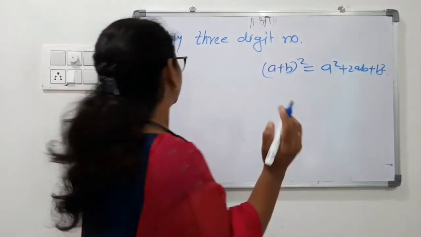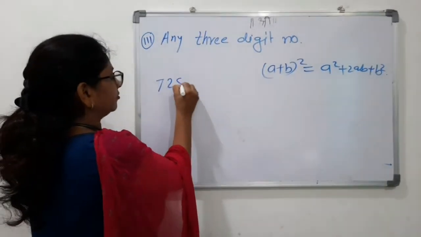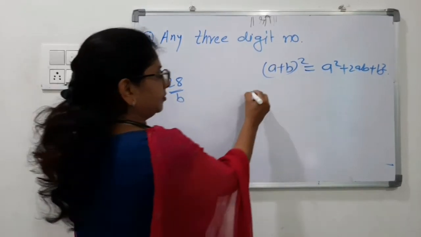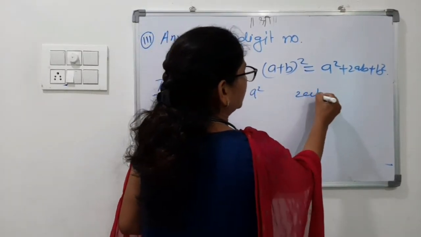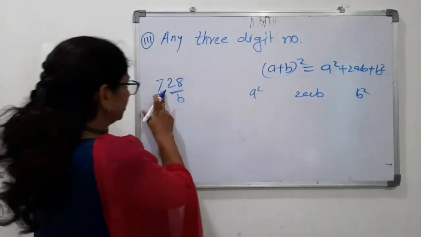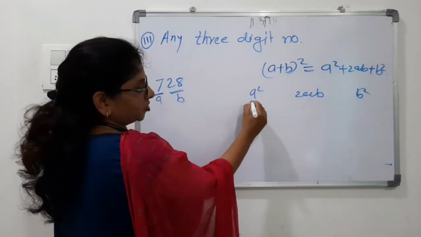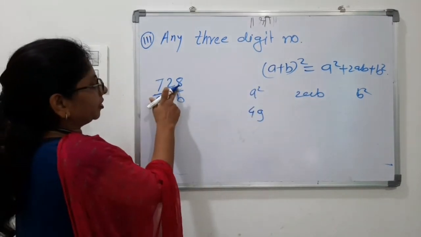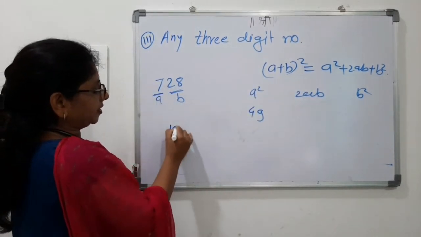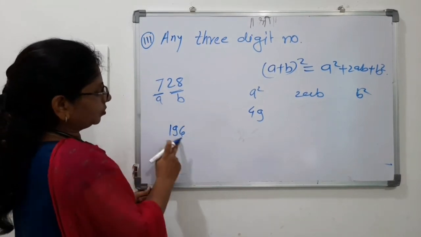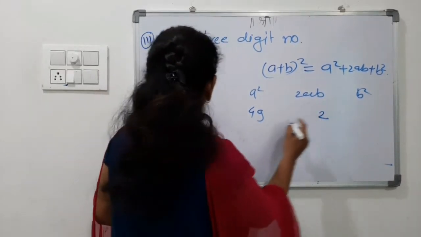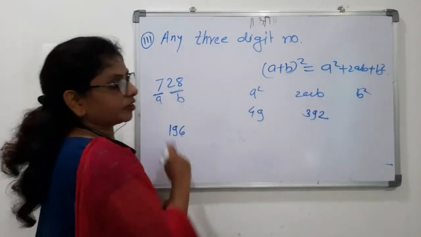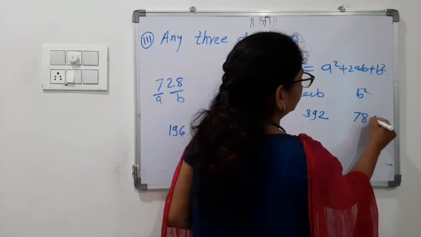Okay. Now suppose we want to find the square of 728. Here we will consider 7 as a, 28 as b. Then we will find a square, twice ab, and b square. 7 is a, therefore a square is 49. 2ab means 7 into 28. 28 7s are 196. 196 into 2 means 392. Okay, and the square of 28 is 784.